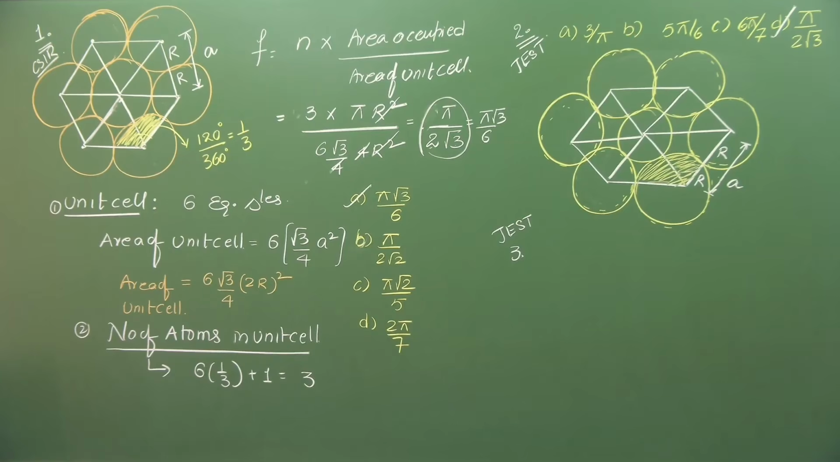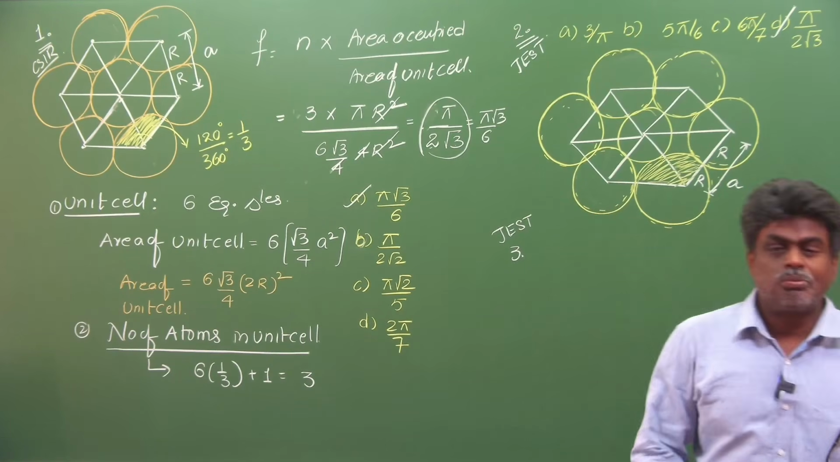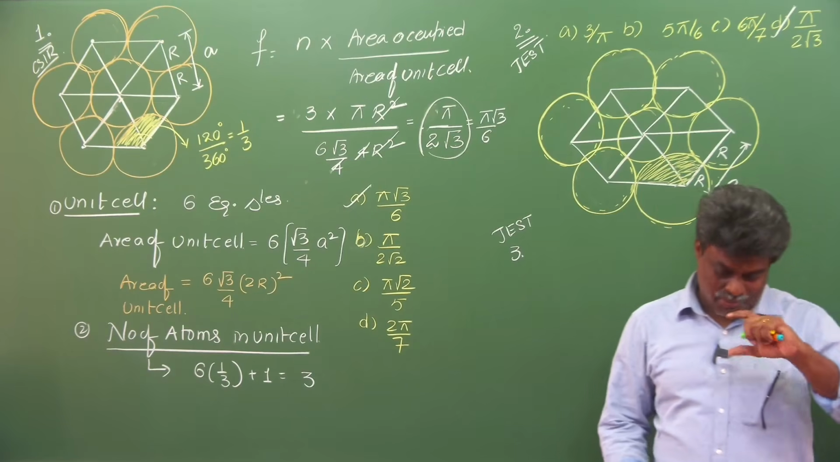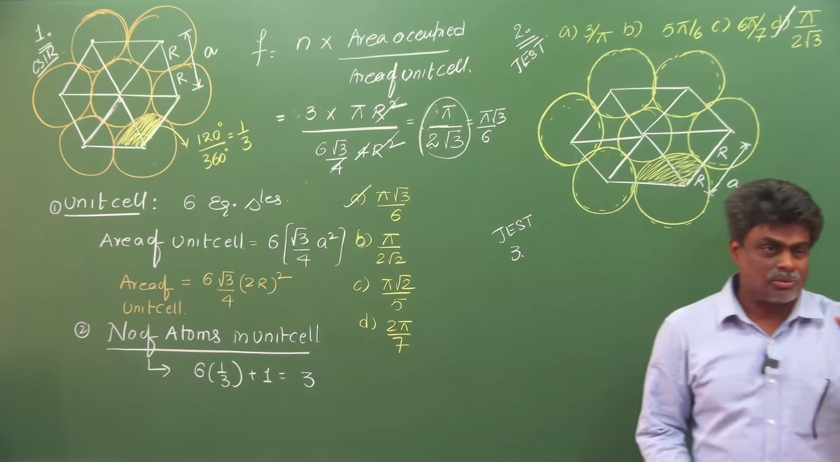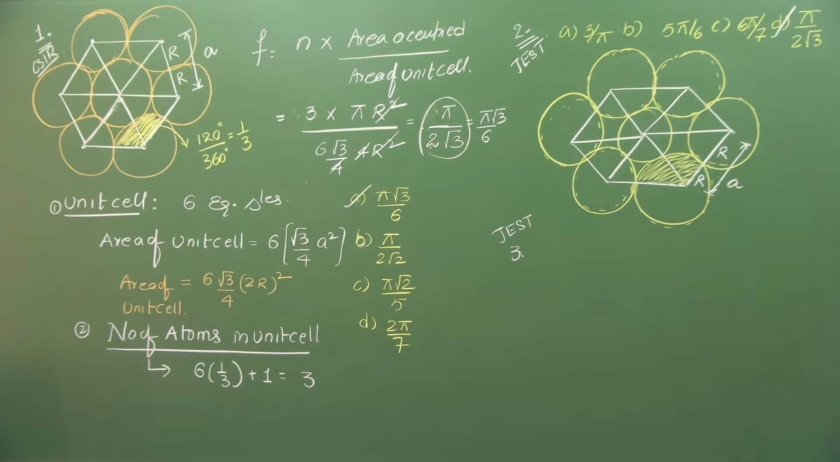Next, again JEST. Because many more questions won't be available in the syllabus, they keep on changing the same question here and there. Write down. Circular disk, again JEST.